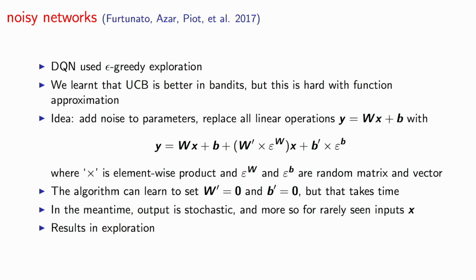So we learned that, say, UCB is better in bandits, but that's hard with function approximation, as I explained, because it's hard to capture these counts. There's actually work on that, trying to do UCB-like things in the deep reinforcement learning case as well. But instead here, I'm going to talk about a different proposed solution, which is to add noise to the parameters, essentially. So normally we have, say, a linear function. This vector y is a linear function of x, where the weights w and the bias b are the things that we're wanting to learn, let's say.